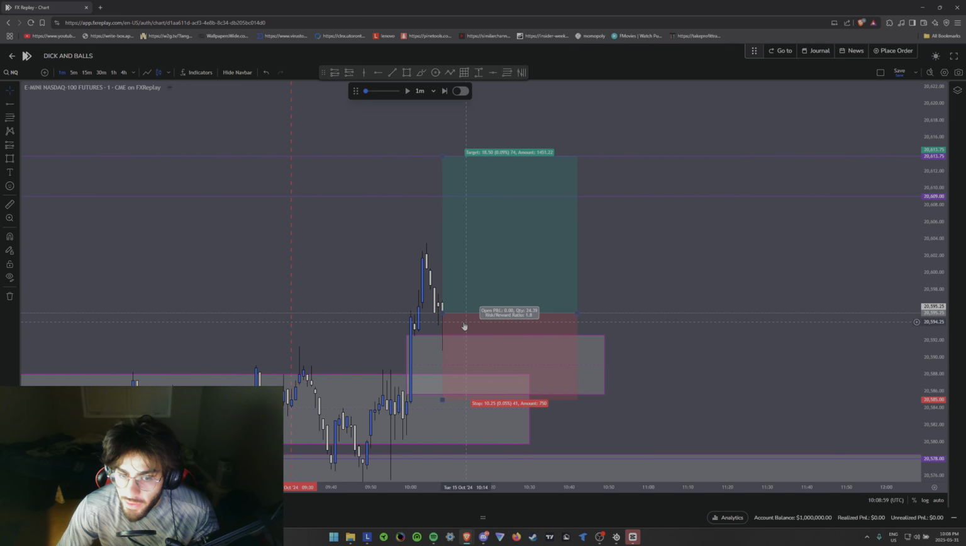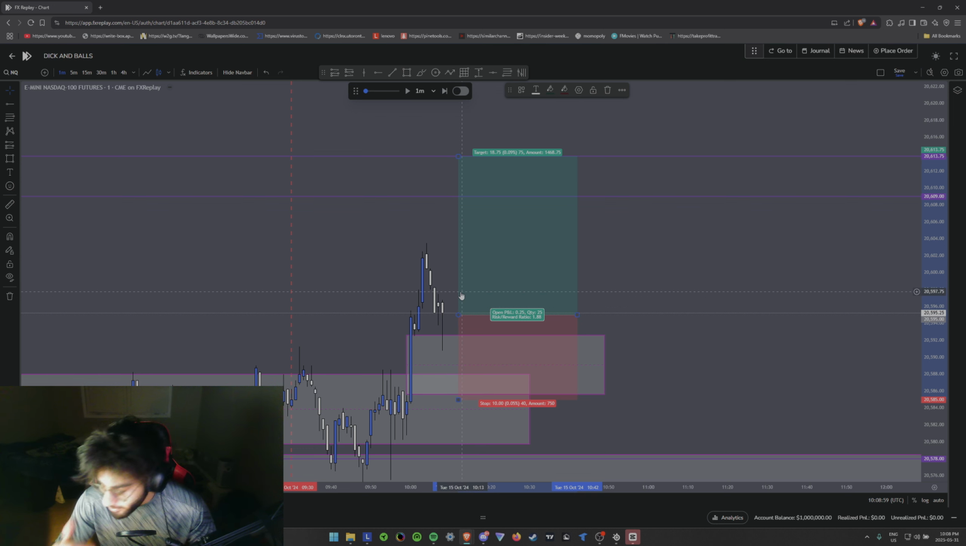However, there's one problem with that. Our candle closed bearish. I would have loved to see it flip and close bullish. Okay, that's a very important thing in these types of trades.